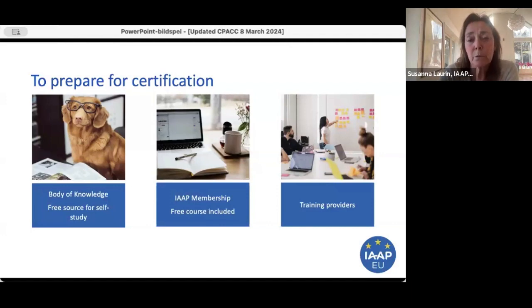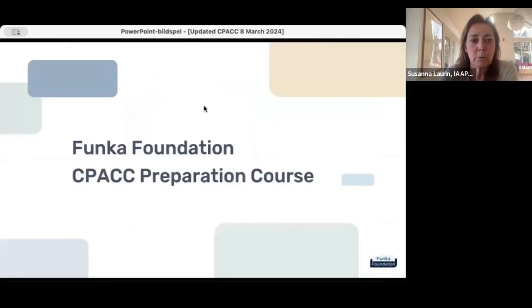And then there is, of course, a lot of different actors out there who provide training to prepare for certifications. That is a whole market of that. And one of those who provide training we will hear from now. So I'm happy to give the floor to Malin to describe the training provided by the Funka Foundation.